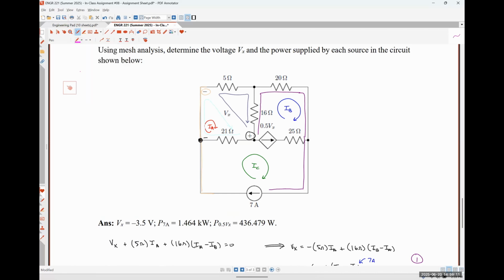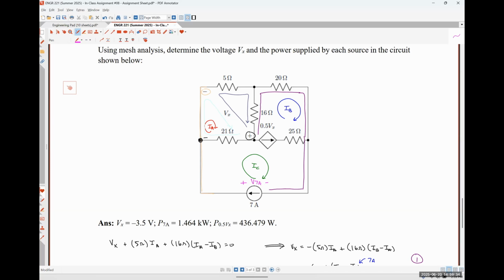Let's do it in this hot pink thing. Okay. So because I'm trying to find power supplied, I want to put my negative polarity terminal over here so that the current is flowing into the negative polarity terminal and out the positive polarity terminal. And I'm going to call this voltage here V7 amps.